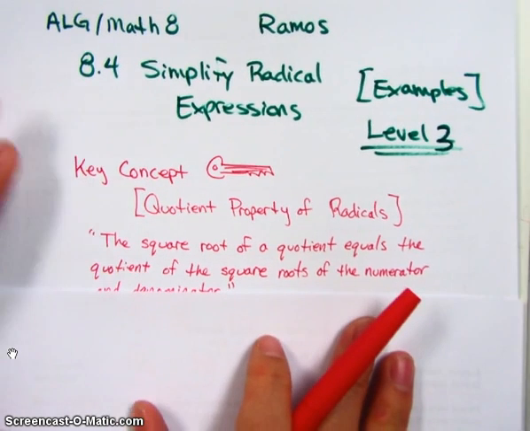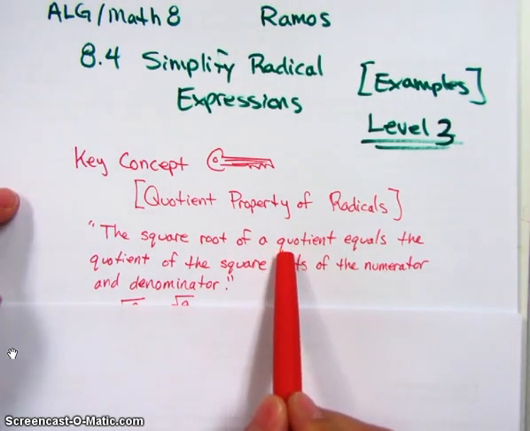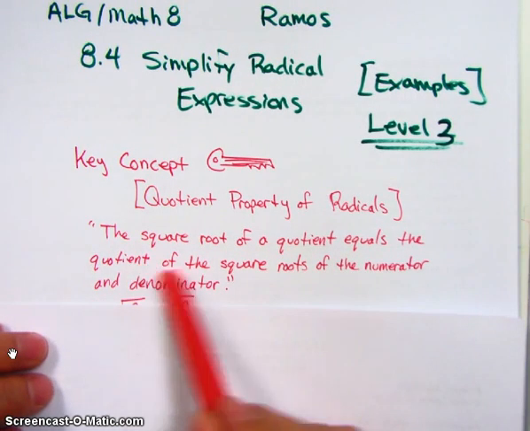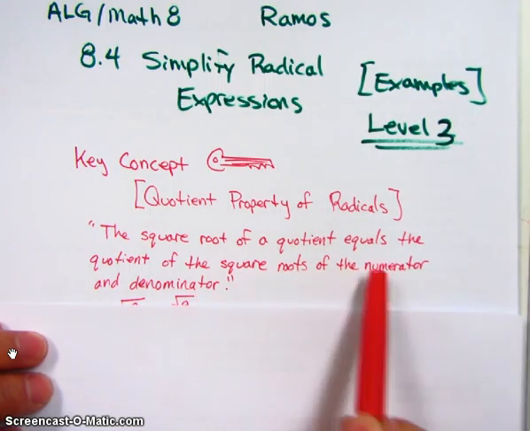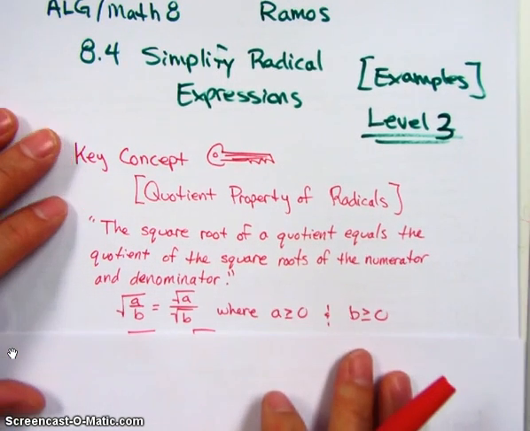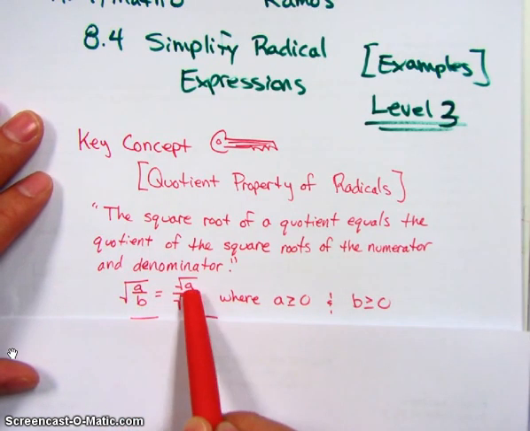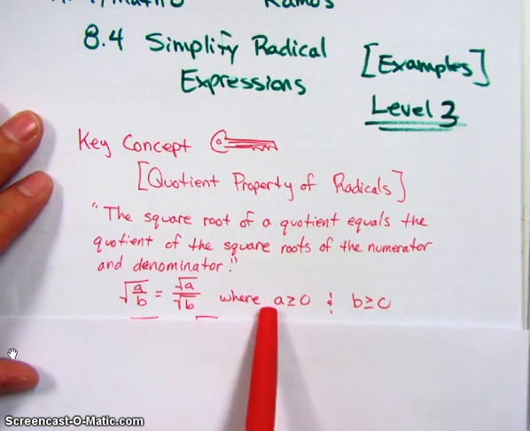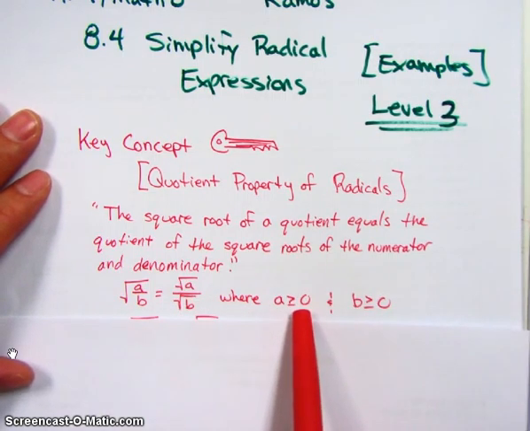Okay, so pretty simple. It says the square root of a quotient equals the quotient of the square roots of the numerator and the denominator. I flipped those around, but basically it just says this here. Look, you've got the square root of a fraction. I can just go ahead and break that up into the square root of the numerator over the square root of the denominator, as long as those values inside are equal to or larger than 0.